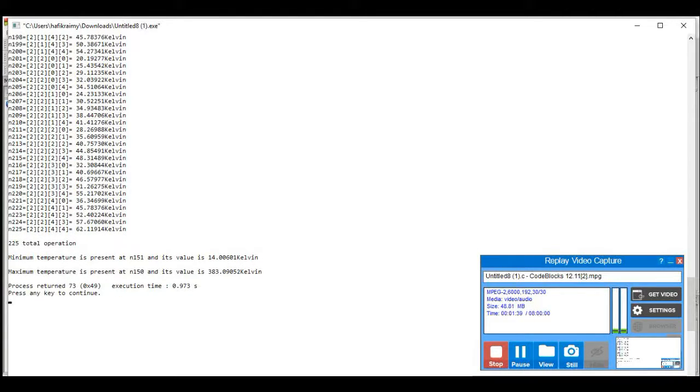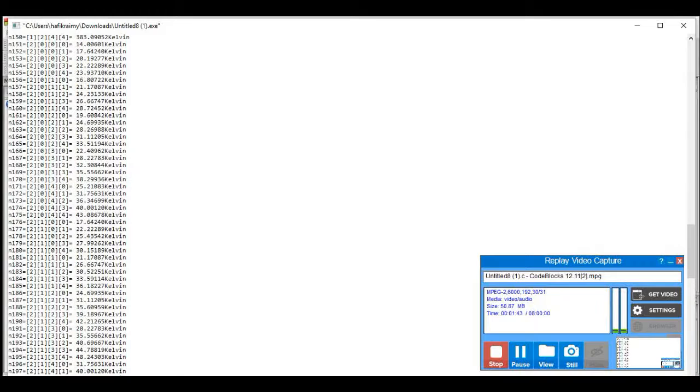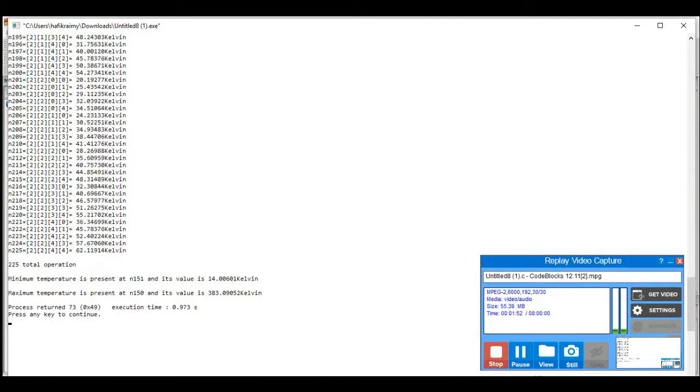So it's the same with the maximum temperature, present at N150. So we look at location 150. It's a 1244. So this is the result. Thank you.